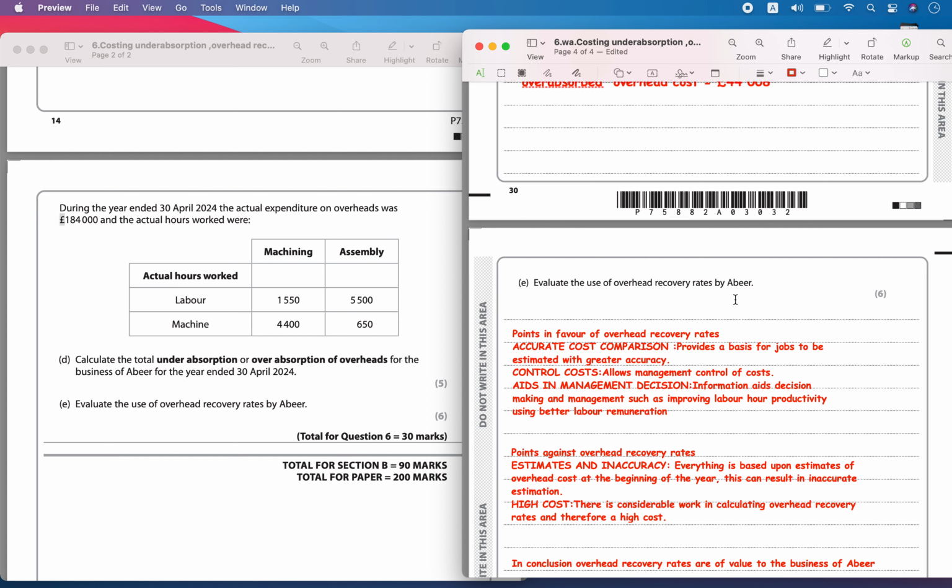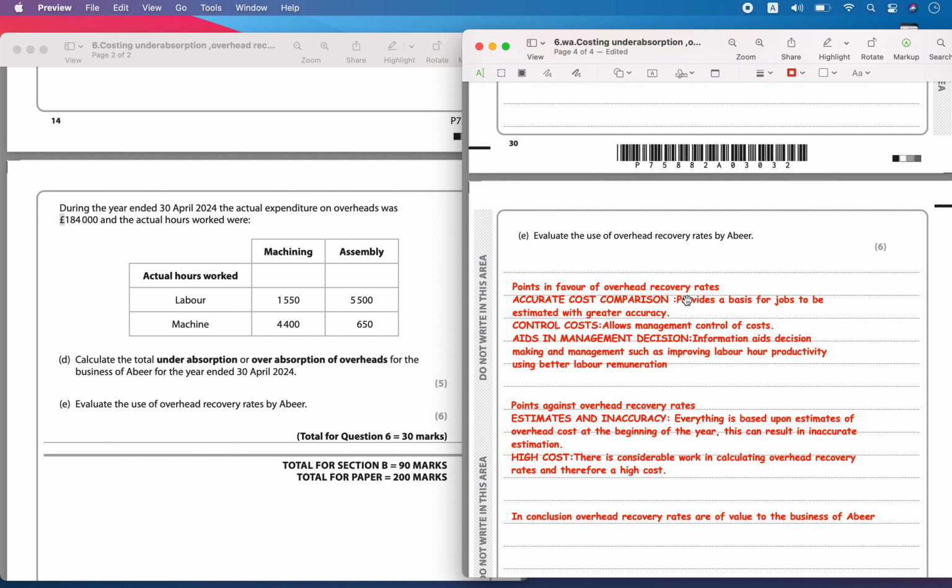Now, evaluate the use of overhead recovery rates by Abeer. The points in favor are that whenever I use an overhead recovery rate, accurate cost comparison happens. I will be able to control costs in my business, and it helps in management decisions, such as whether to change my remuneration method so that labor productive hours can become much better, or whether to purchase a machine which is able to perform better.